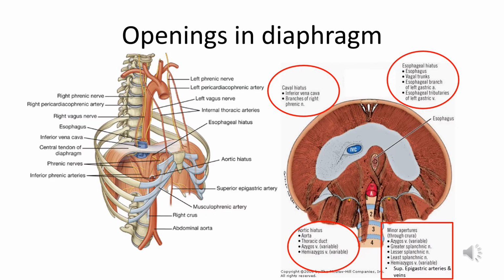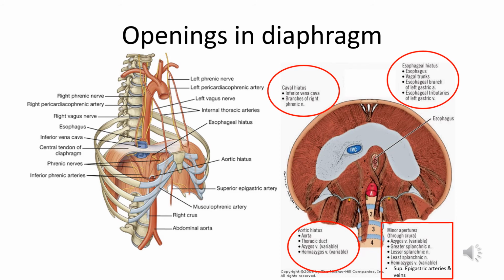There are a number of openings in the diaphragm through which structures pass between the thorax and abdomen, but here I will only focus on the three large openings or hiatuses, namely the aortic, the esophageal, and the caval openings. The caval opening passes through the central tendon of the diaphragm. It contains the inferior vena cava and some branches of the right phrenic nerve.